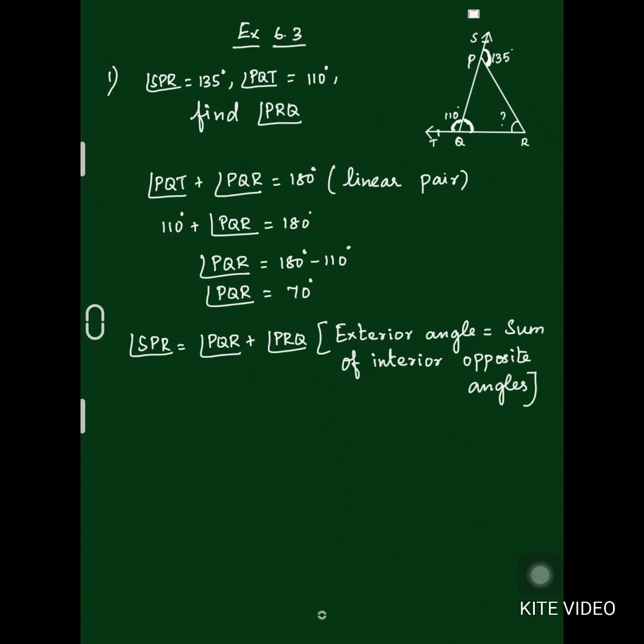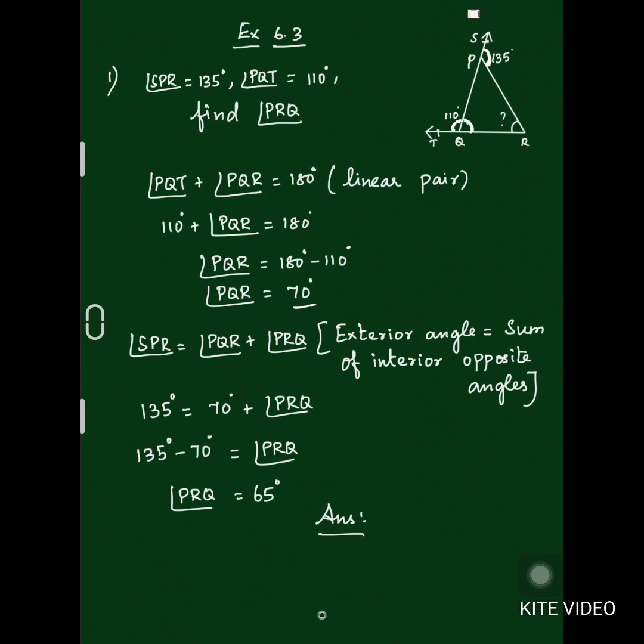Angle SPR is given as 135 degrees. So 135 degrees is equal to PQR, which we just found as 70, plus PRQ. So 70 goes to this side as minus 70, and 135 minus 70 is 65. So angle PRQ is equal to 65 degrees. That is what you are supposed to find. So we have used the linear pair and the exterior angle property to find angle PRQ. Hope it's clear, children.